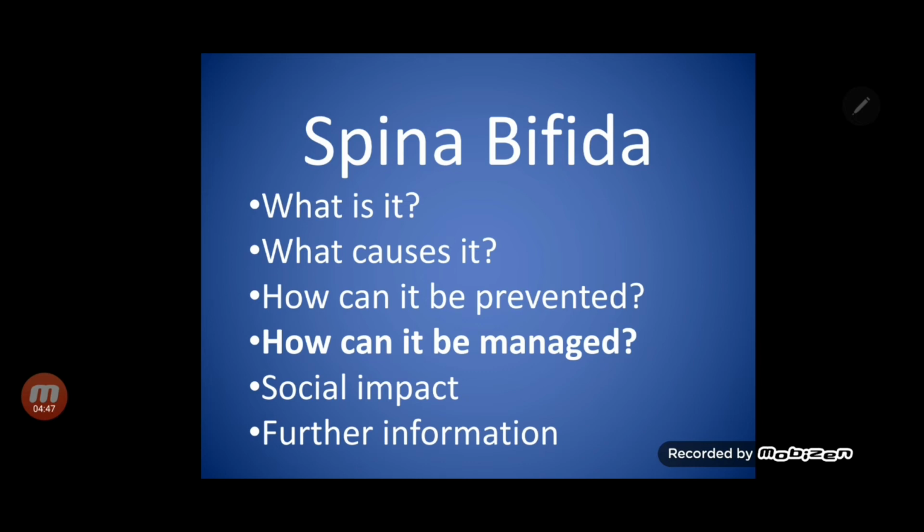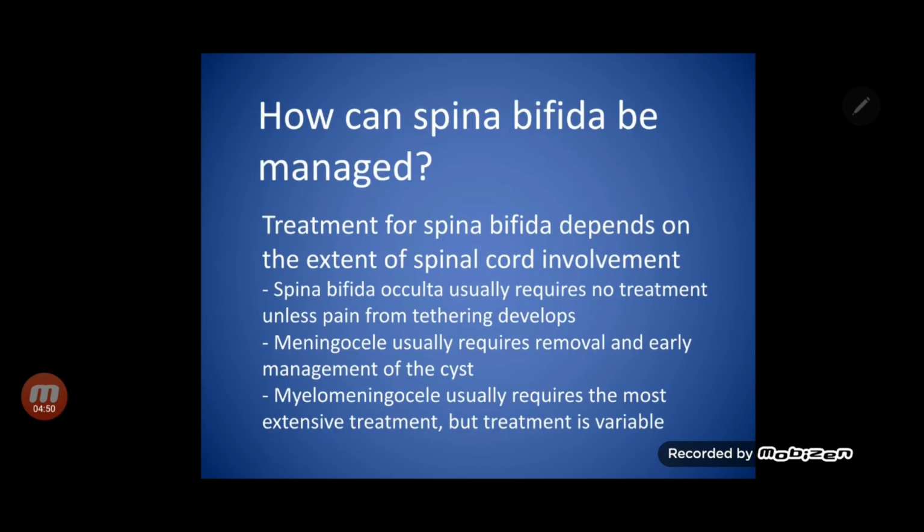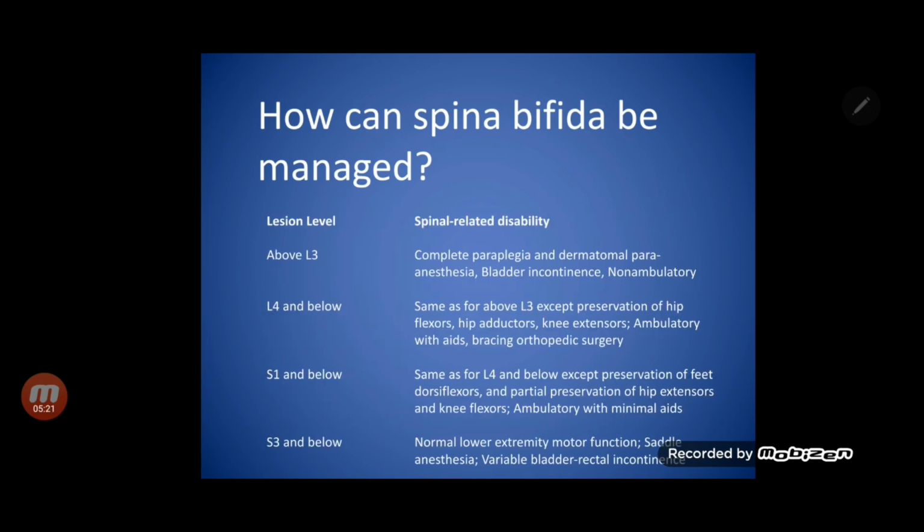Now, we will come to the management of spina bifida. The treatment depends on the extent of the spinal cord involvement. Spina bifida occulta usually presents with no neurological problems and is discovered accidentally, and it usually requires no treatment unless the patient has a tethered cord with its complications. Meningocele usually requires closure of the sac and early management of the cyst. Myelomeningocele usually requires the most extensive treatment, and the treatment here is variable.